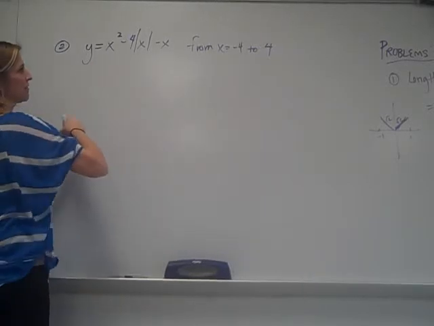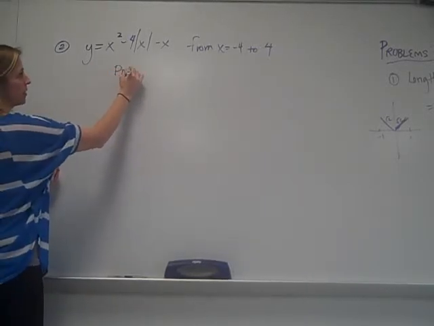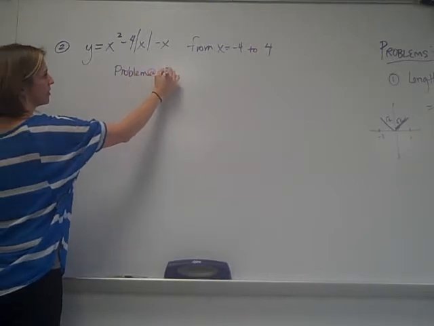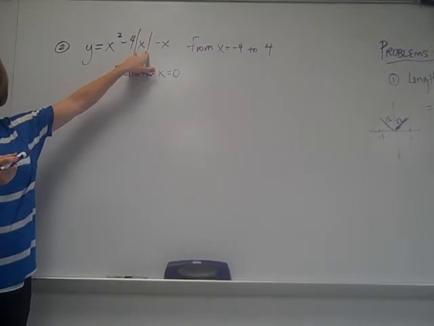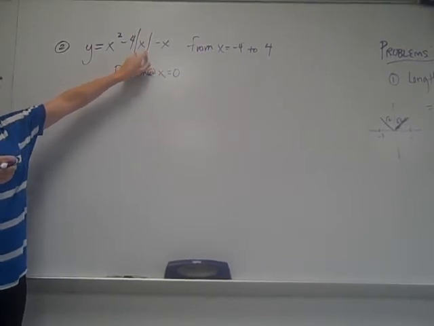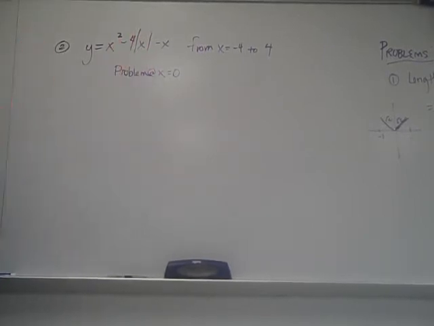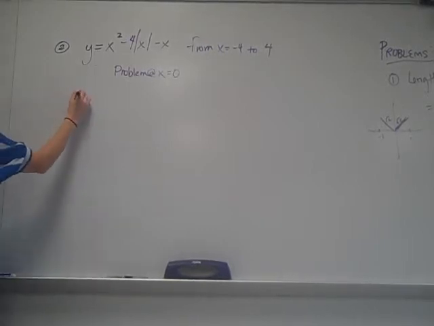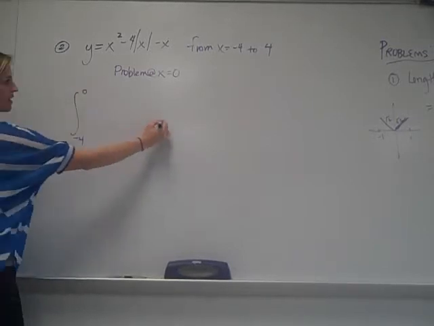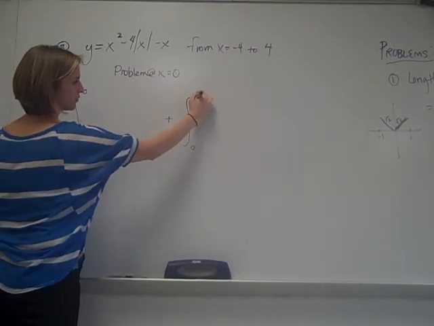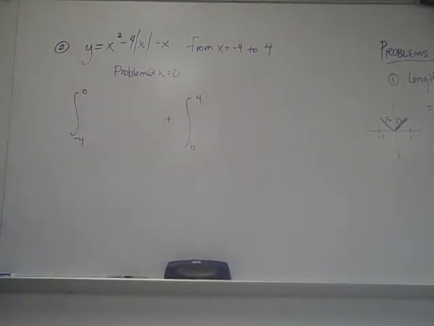So where is this going to have its problem? The problem's going to be at x equals 0. I know that just because that's what makes the absolute value 0. If I had x plus 4 inside the bars, then -4 would be the place where I have a problem. So what that tells me is I'm going to have to integrate from -4 to 0, and then add on from 0 to 4. So I'm going to have to split this problem up at 0.